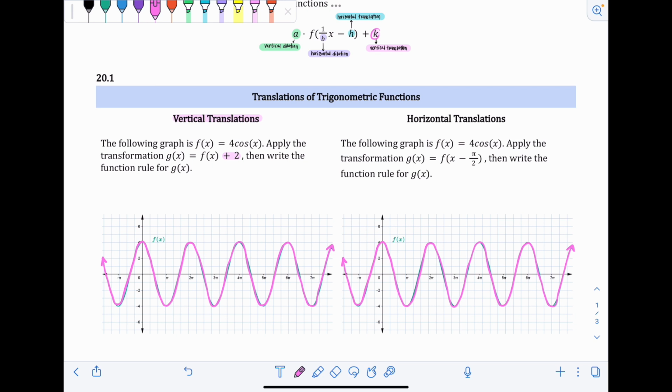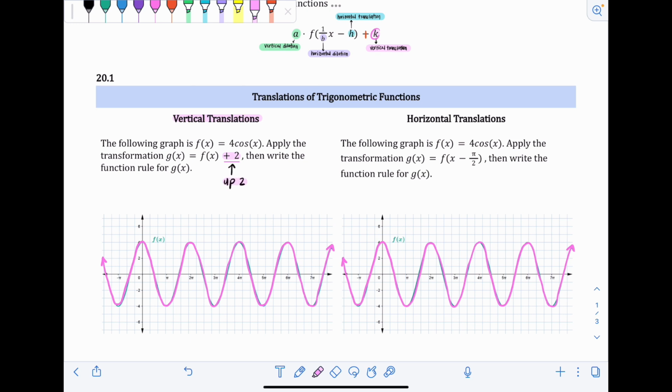If you see a number added after f of x, that's going to be a vertical translation, and vertical translations are straightforward, up and down, because there's a plus in front of the k. It's different for horizontal translations, but k has a plus in front of it, so if you see a plus 2 here, you're just going up 2. If you see a minus 2, you'd be going down 2. You don't have to worry about any sort of trick with vertical translations.